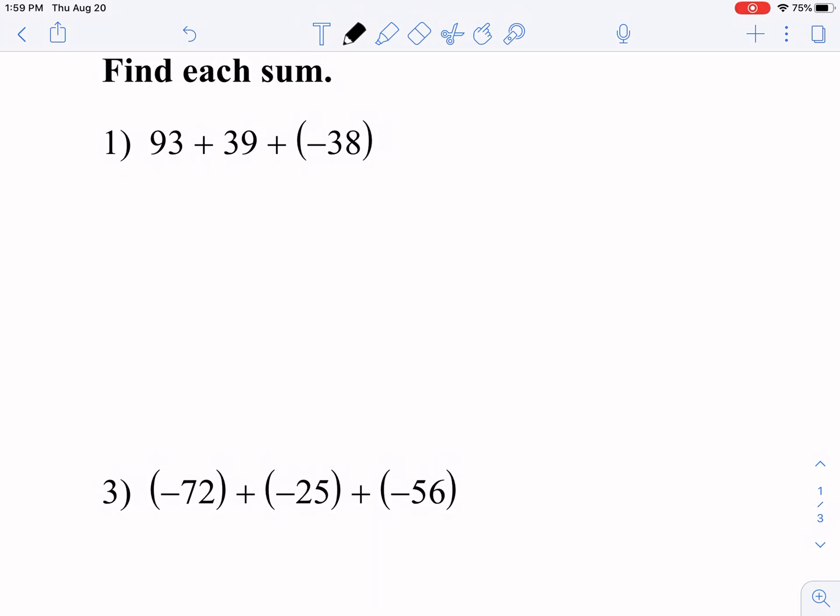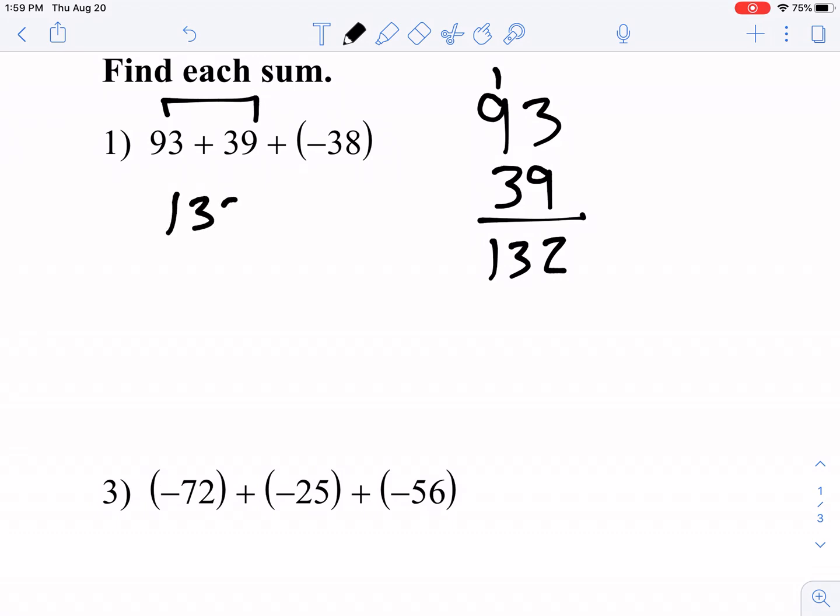So in the first part here, we have 93 plus 39 plus a negative 38. And it's written in a horizontal format, but we can still think of this being added vertically. Okay. The nice thing about the first two is they have the same sign, so we add and keep the sign. So adding those two together, I get 3 plus 9 is 12, 1 plus 9 is 10, 10 plus 3 is 13. So between these guys here, we get 132. They're both positive, keep the sign, so we get 132 plus a negative 38. Okay, so now we've got to add those two together.